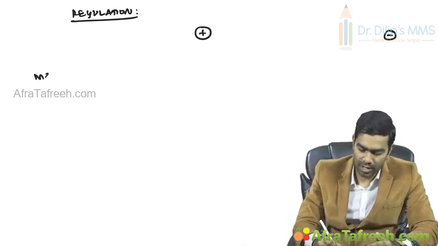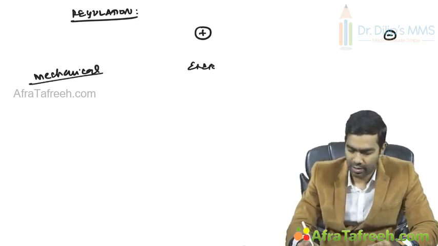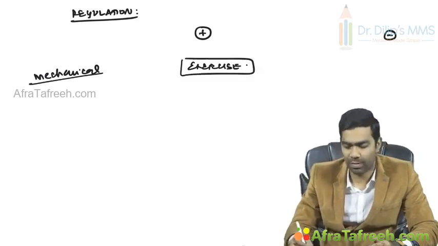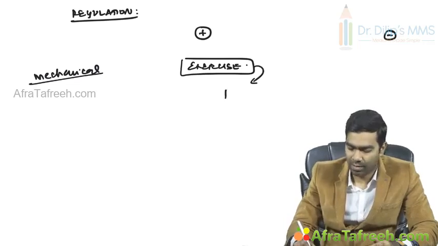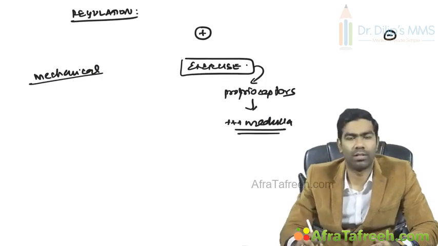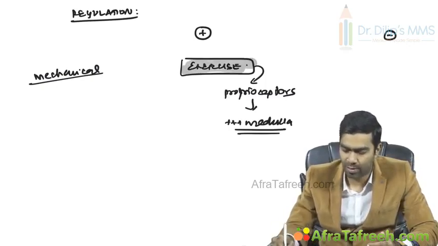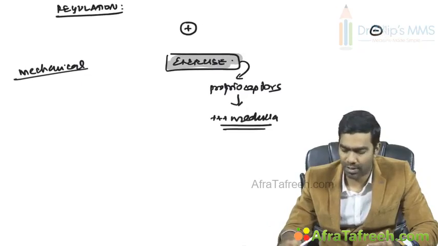So first, there are a variety of stimuli. Let us see the mechanical stimuli that stimulate the respiratory drive. Exercise. Exercise will stimulate the respiratory drive. Mechanism: the information to the medulla is going to go by the proprioceptors. Once the proprioceptors get more active, they are going to stimulate the medulla, that is the respiratory center, so that it increases the respiration. So that's why exercise is a very important mechanical stimulus that stimulates the respiratory drive.